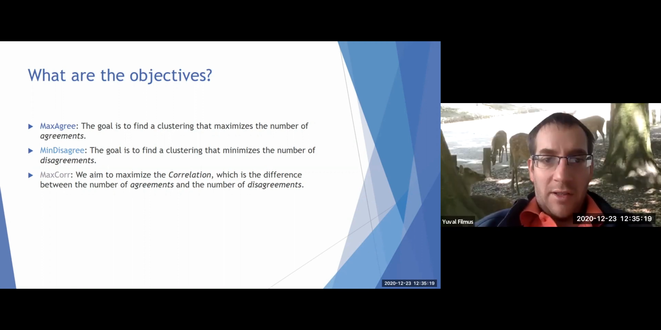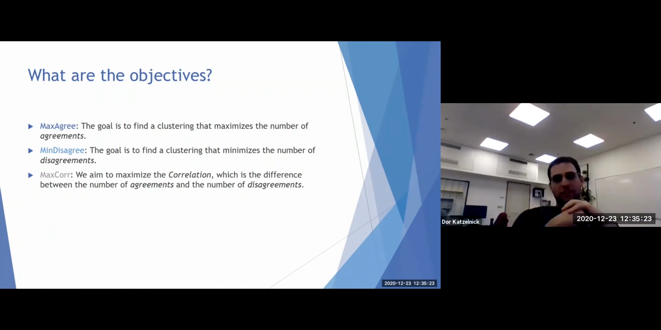But since the number of edges is the same, aren't all these the same? No, they're not the same. They look very similar. Every edge that is not an agreement is a disagreement, so you can look at the complement of the agreements, which are the disagreements, but actually these are not the same objective. They have different hardness.